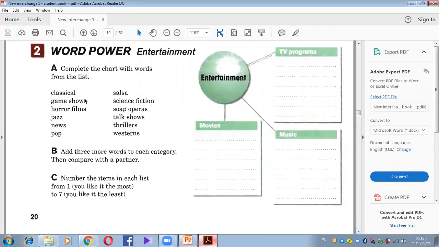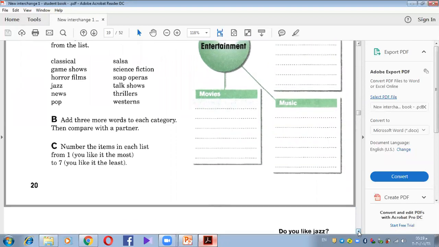Entertainment. Classical, game shows, horror movie, jazz, news, pop. What type of entertainment are they? They are TV programs or movies or music. So you are going to choose the right word under the right category: movies or music or TV program. This is homework, guys. Please don't forget to do your homework.